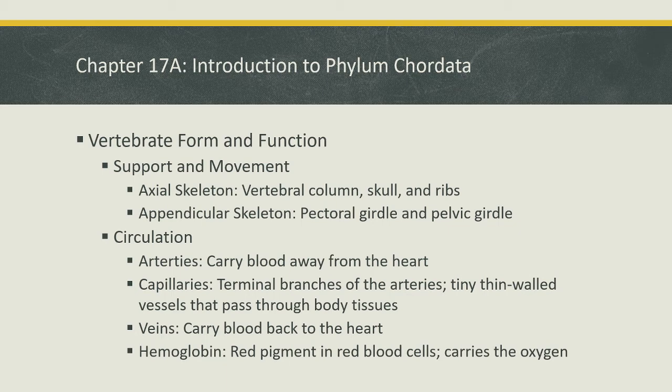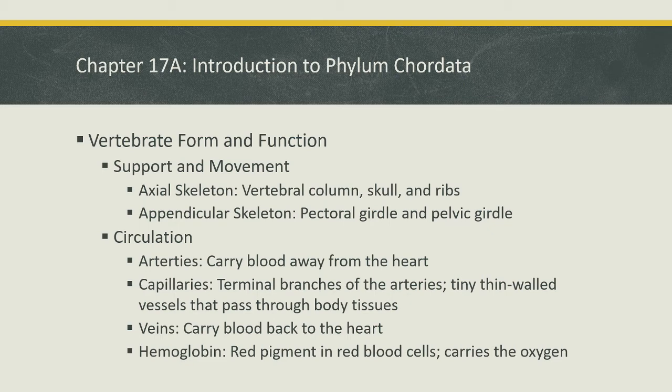And then some of the terms that relate to circulation in vertebrates. There are arteries, and they carry blood away from the heart. There are capillaries. They are terminal branches of the arteries. They're tiny, thin walled vessels. When we say thin walled, oftentimes we mean literally one cell thick, and the capillaries pass through the body tissues. The capillaries are so small and the walls are so thin that once the red blood cells get into the capillaries in the midst of body tissue, the oxygen is able to dissolve straight through the capillary wall and into the tissue that needs the oxygen.